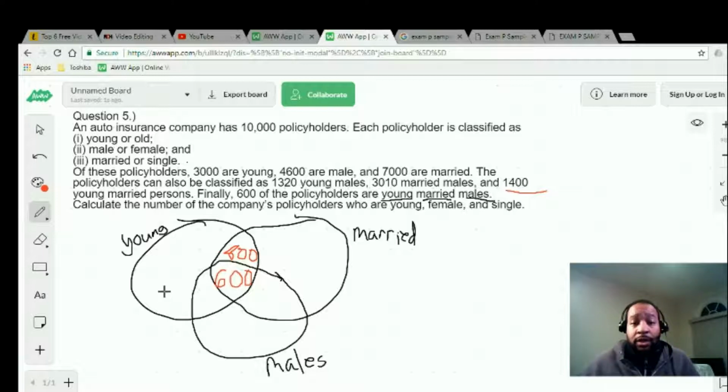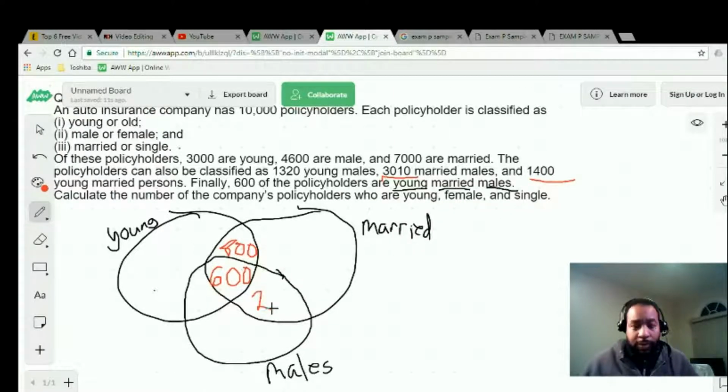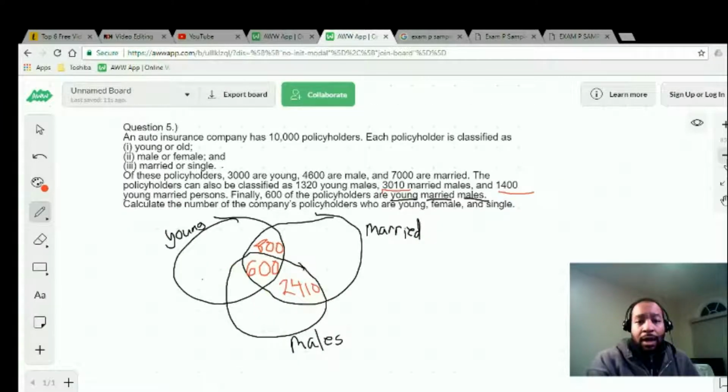The next thing I want to look at is married males. We're told that that has to add up to 3,010. Well, this is the married male section, this 600, and then this blank right here. So if you whip your calculator out and do 3,010 minus 600, you're going to find out that this has to actually equal 2,410. That's the number of people in the category of married and males exclusively.